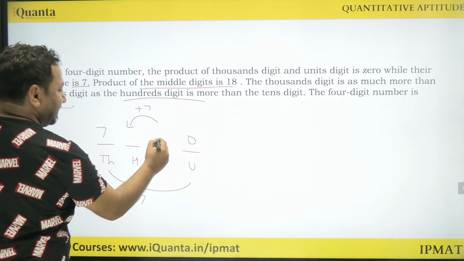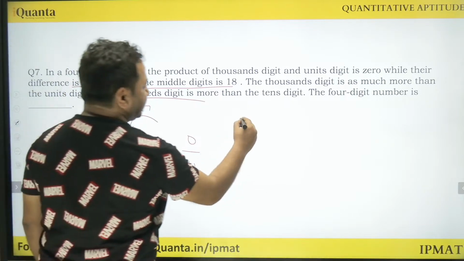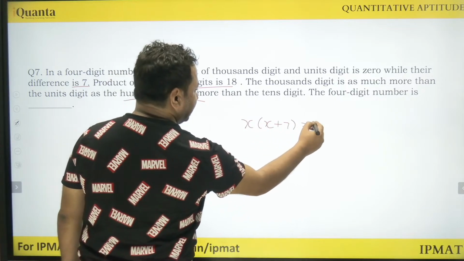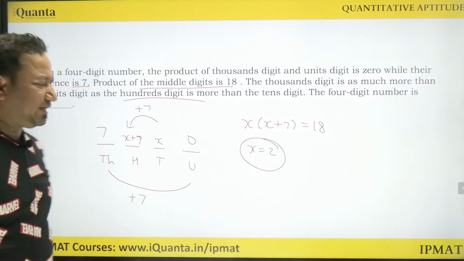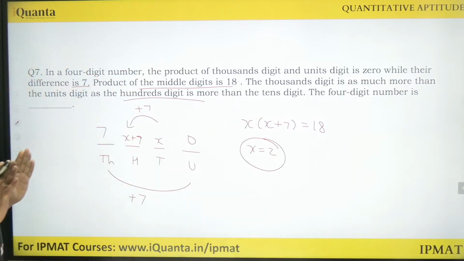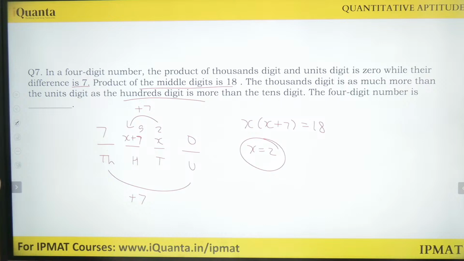So if I assume this to be x, this will be x plus 7. And it's given that the product of these two middle digits, x into x plus 7, is 18. That can happen when x equals 2. You can solve it. 2 into 9 is 18, so x is definitely 2. So we get 2 over here and 9 over here. Clear? So what's the answer? 7920. Perfect. Clear to everyone?